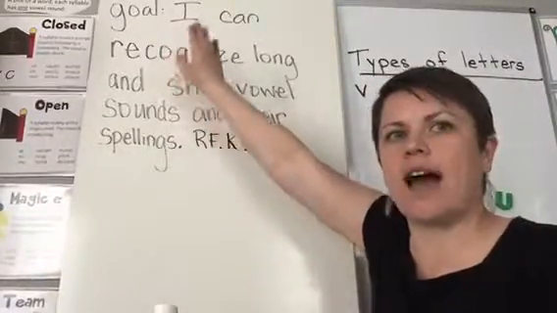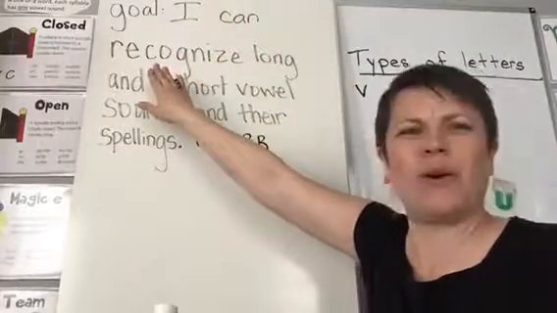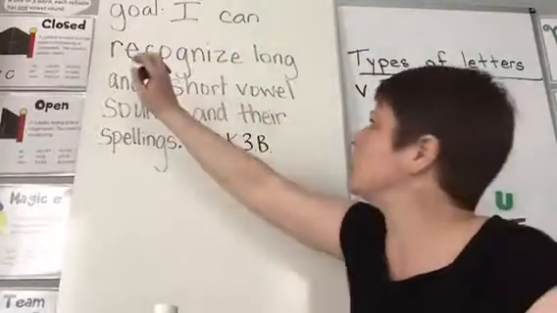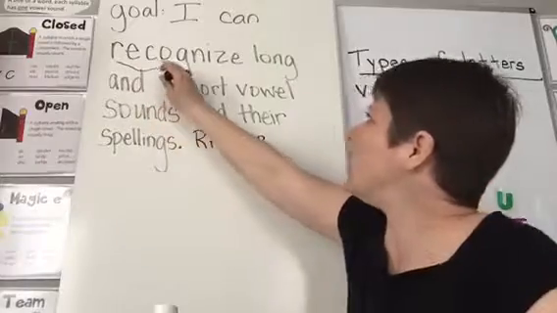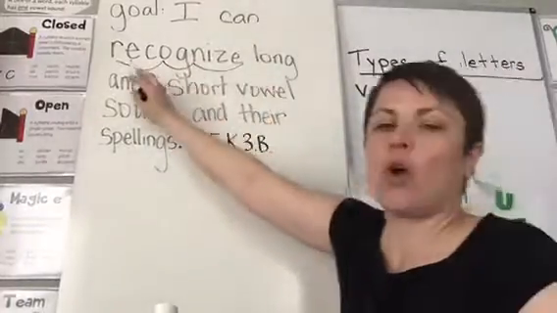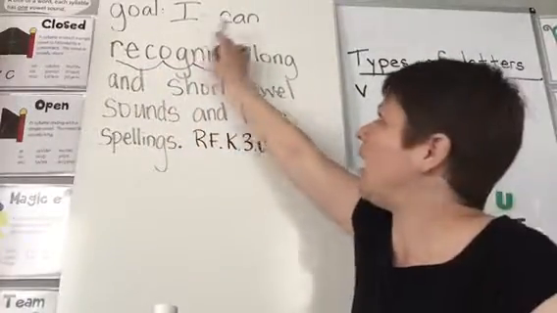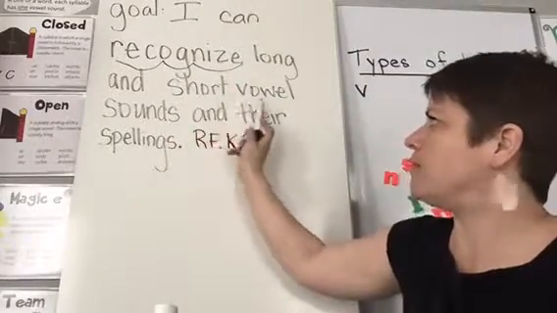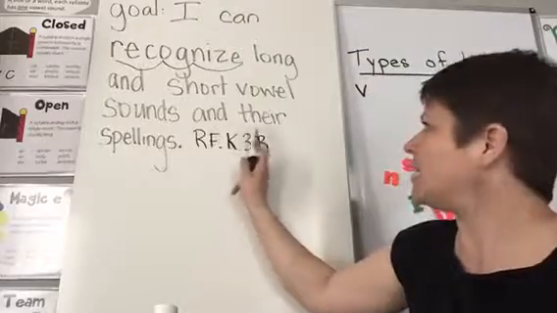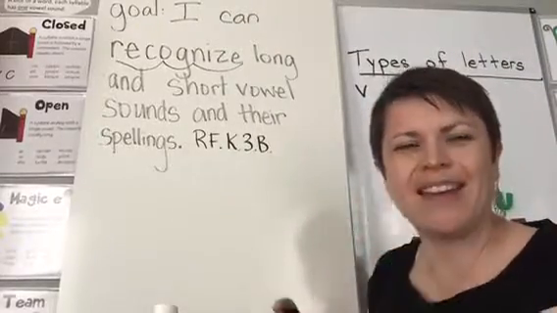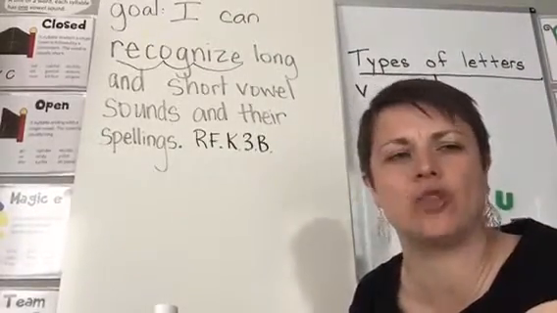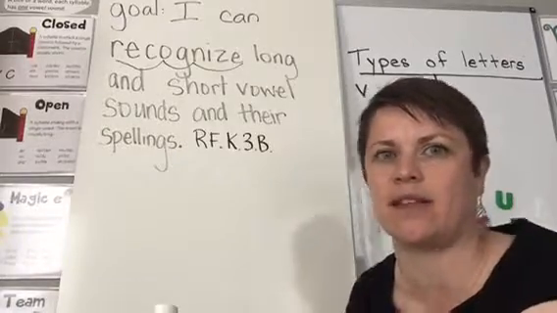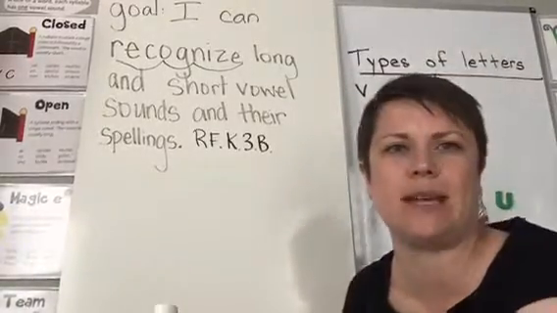The goal is, I can, oh, look at this word. Let's break it into syllables. Recognize. I can recognize long and short vowel sounds and their spellings. This is Reading Foundation K3B.